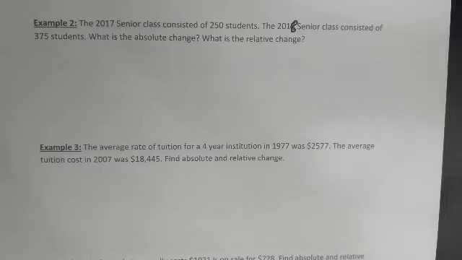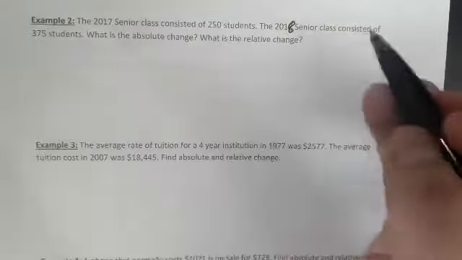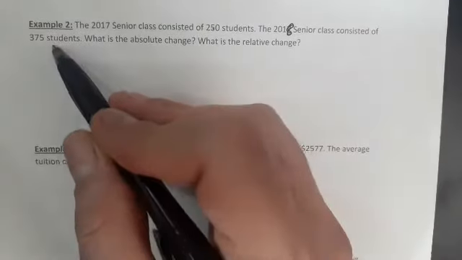And I skipped over the formulas on purpose. I'm going to jump back and talk about them after we do this problem. I think if we just lay out a problem, it would be easier to talk about. So if I want to talk about a change in these two classes, we went from 250 to 375. So the first thing they talk about is this thing called absolute change.